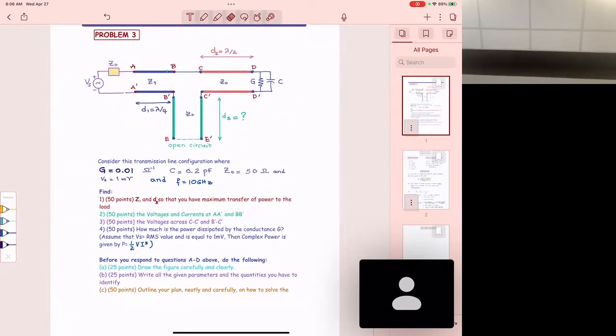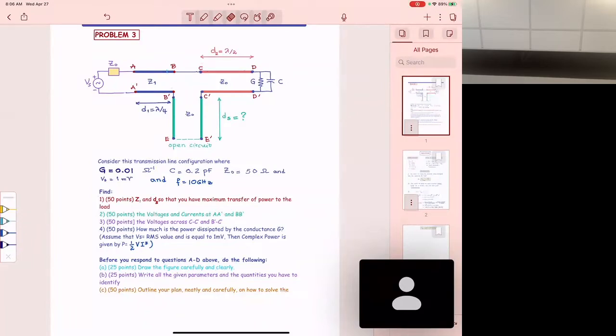So in this case, I have a load, and what do you observe when I give you this load? That I have given it to you in terms of a conductance and a capacitor, all right? And they are in parallel, so you will make those observations later. But I give you the conductance in 1 over ohms. I give you the capacitor in picofarads. I give you the characteristic impedances of these two lines. And I give you the amplitude of your AC source. And then I give you the frequency.